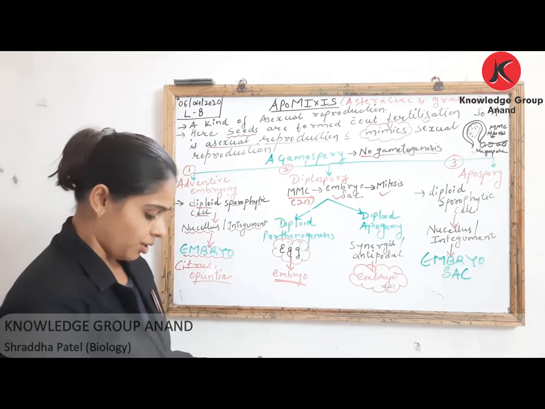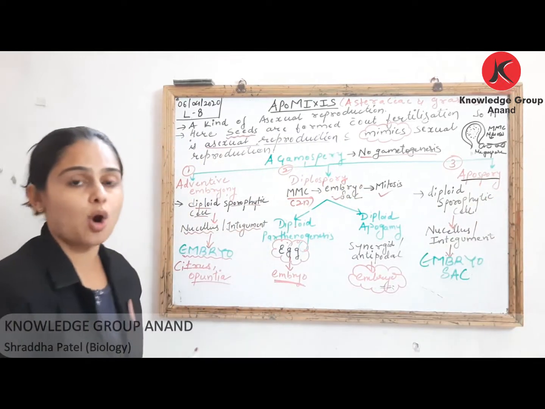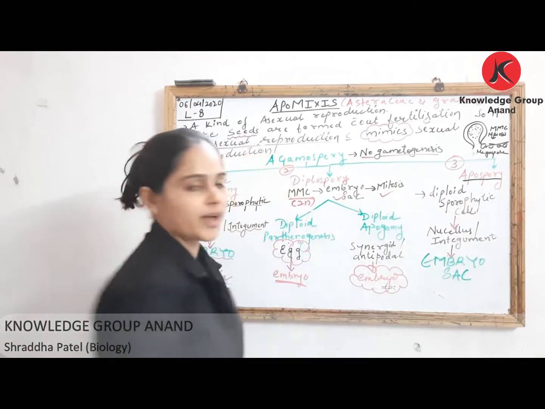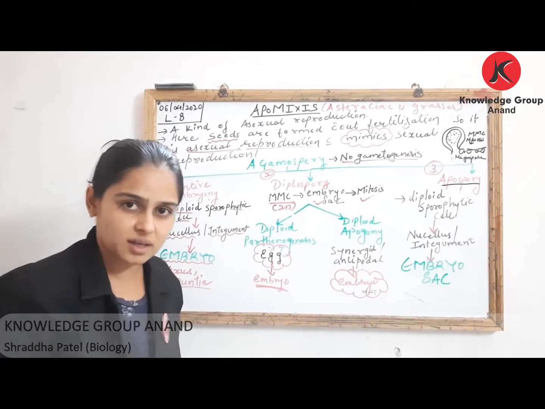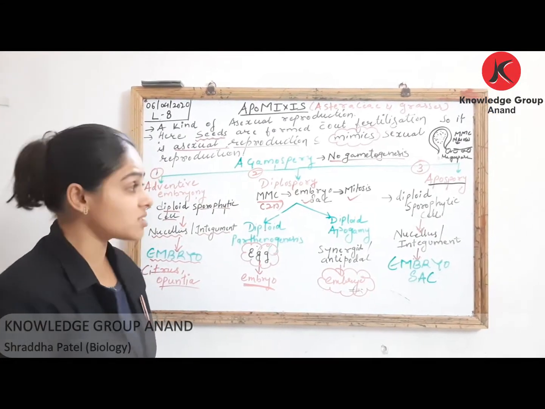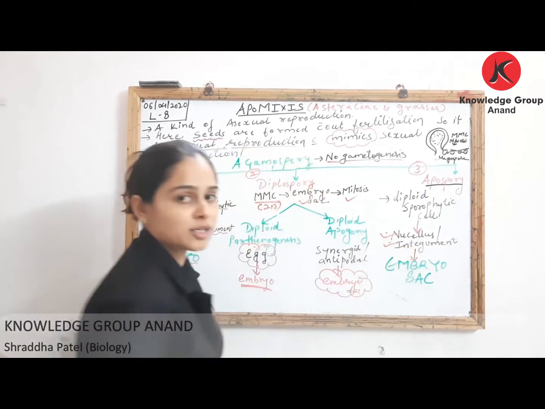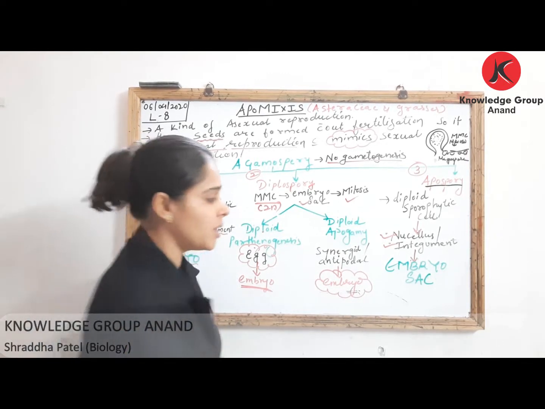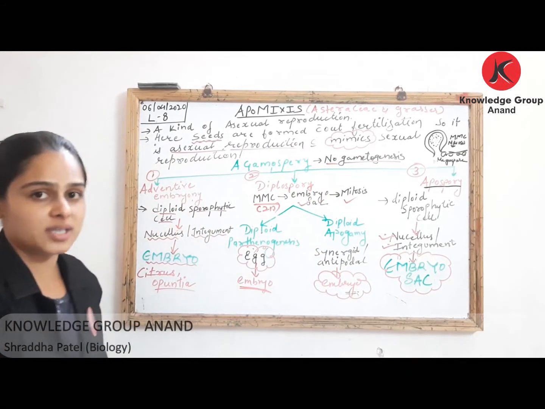Now let's talk about third type. That is your apospory. Once again I am talking of diploid sporophytic cell that are nothing but your nucellus and integument, right? Now look what happens in apospory. What happens? ये जो nucellus and integuments होते हैं, this undergoes division to form embryo sac. To form embryo sac. Okay.